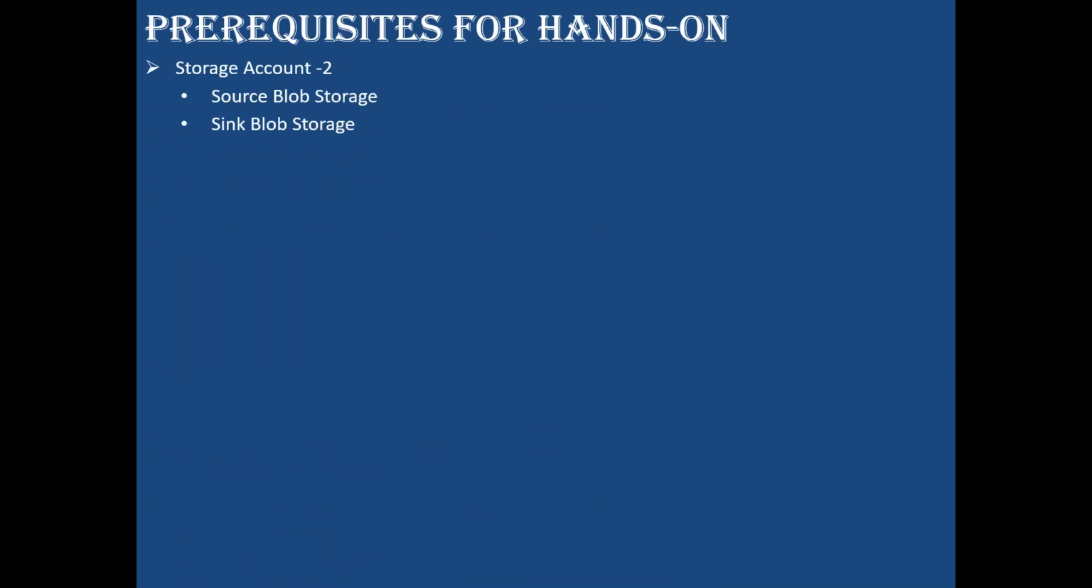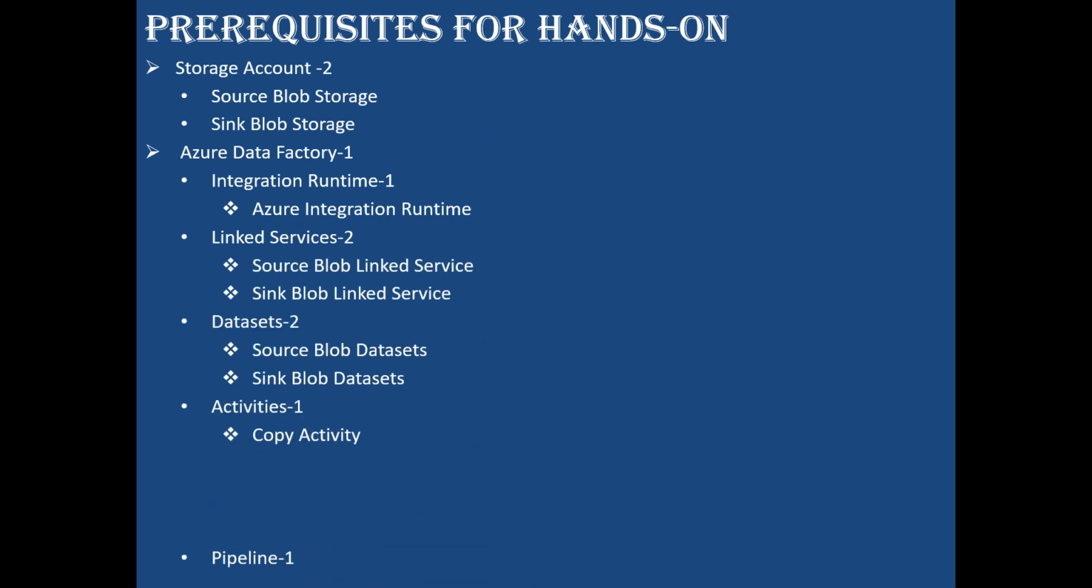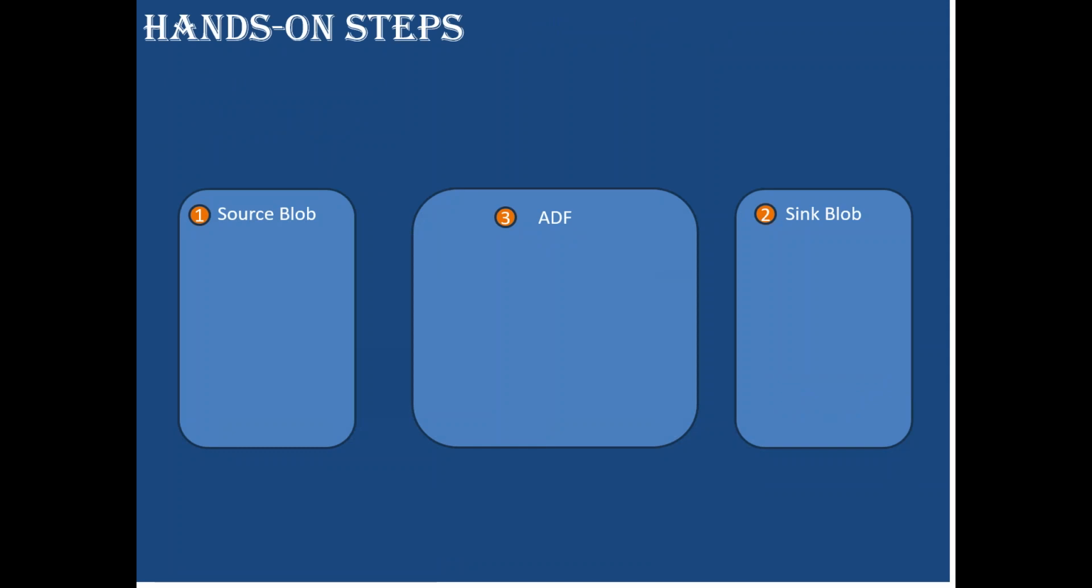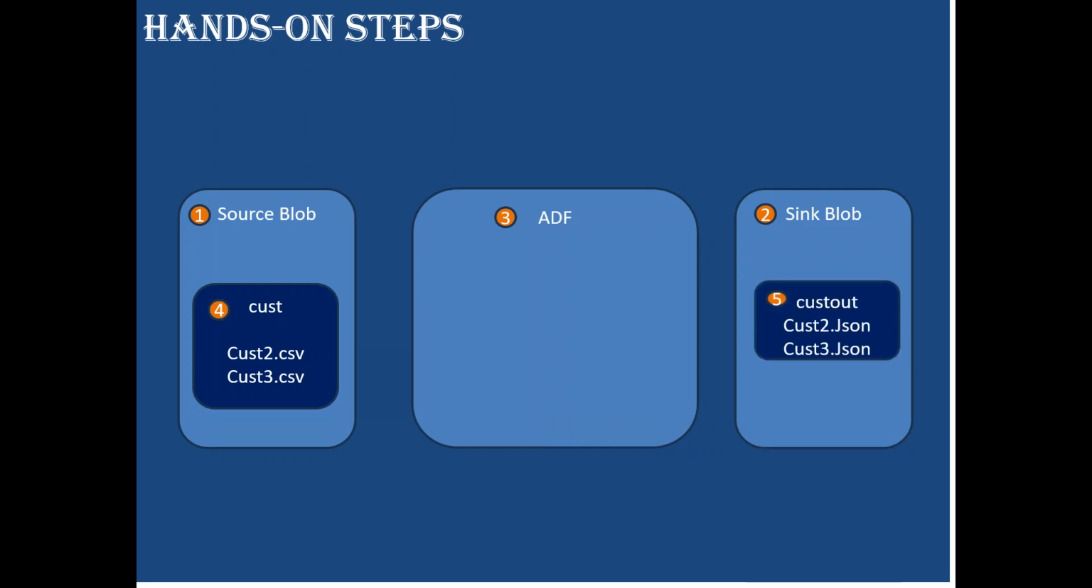So the prerequisite is I need two storage accounts, one Azure Data Factory, within that one integration runtime, two linked services, two data sets, one activity, the copy activity. The pipeline I'll be renaming as ingestion pipeline. Then the steps: I need three services, source blob, sync blob, and ADF. Within the source blob, I'll create a cust container and upload the respective files. And then I'll convert them into JSON using these particular steps.